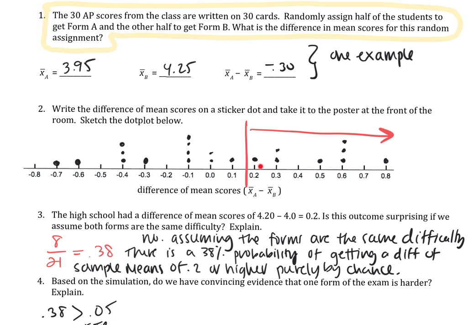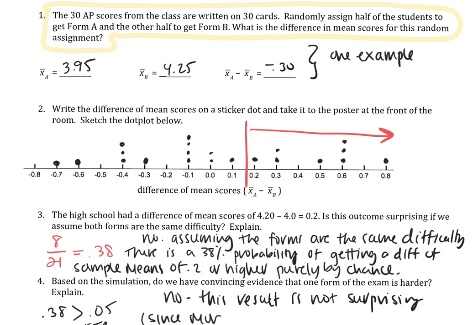This outcome is not necessarily rare because we see that this happens frequently. It happens frequently that this score can occur, or this difference in scores can occur. So no, this result is not surprising. Since it's more than 5%, we don't have convincing evidence against the null, which is that one form is harder.